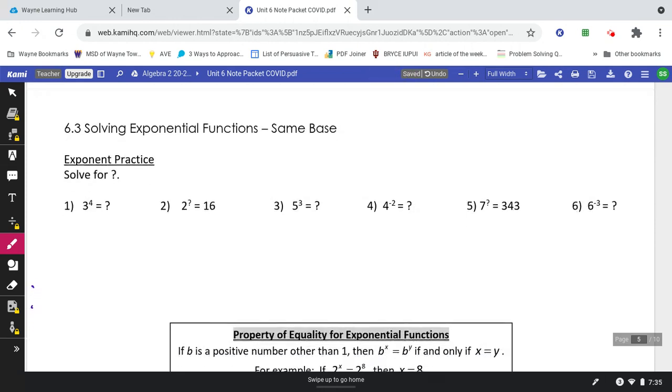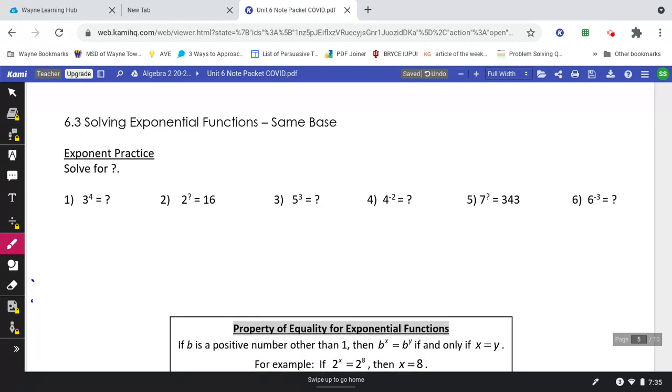These are the 6.3 notes for Algebra 2. We're going to talk about solving exponential functions today. So the first thing we're going to do is do this exponent practice, and we're just going to solve for the question mark. So 3 to the 4th power equals question mark.